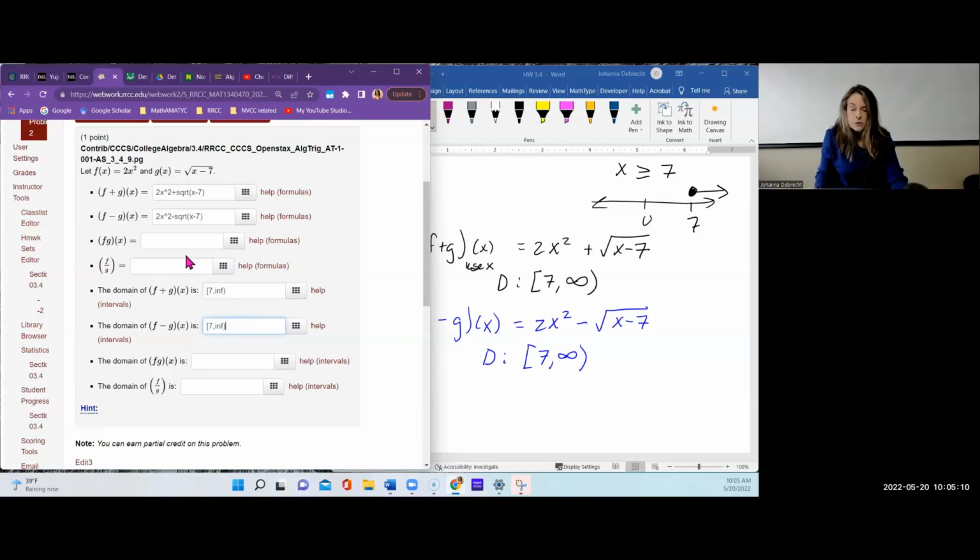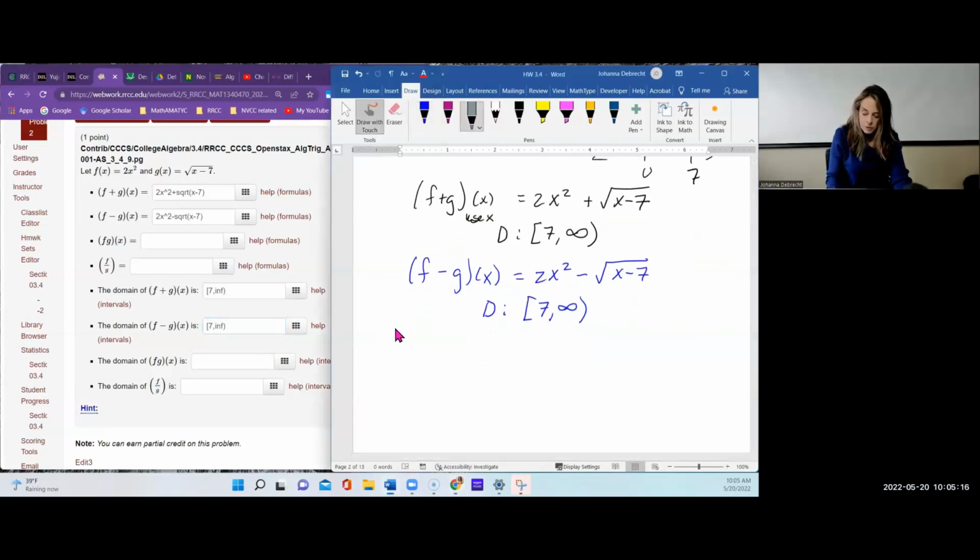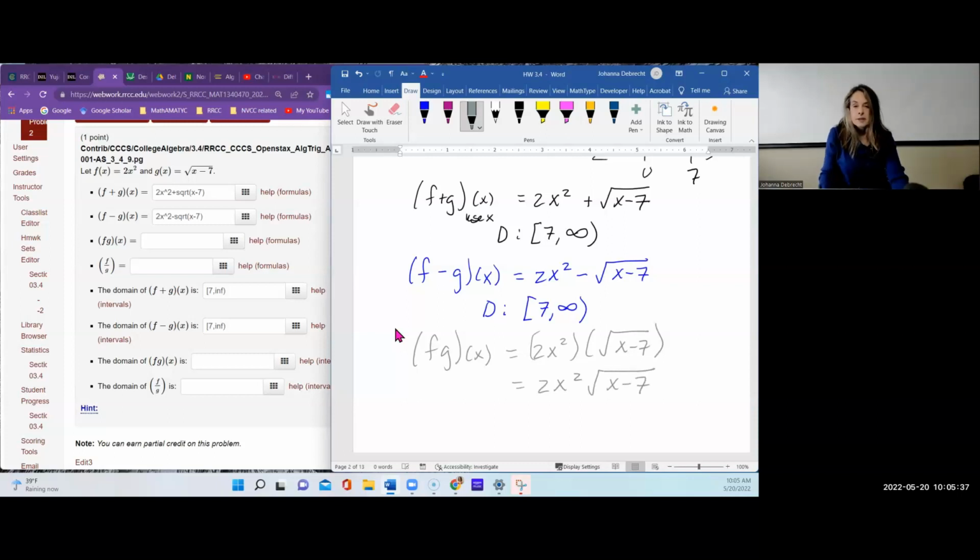Now let's look at the third one, which is f times g. When we do f times g, we need to remember that the order will not matter because multiplication, like addition, is commutative. In this case, we have 2x squared being multiplied by the square root of x minus 7. There's really no way to combine the two because the first is not under a radical and the second is. All we can do is write them side by side, and that's good enough.